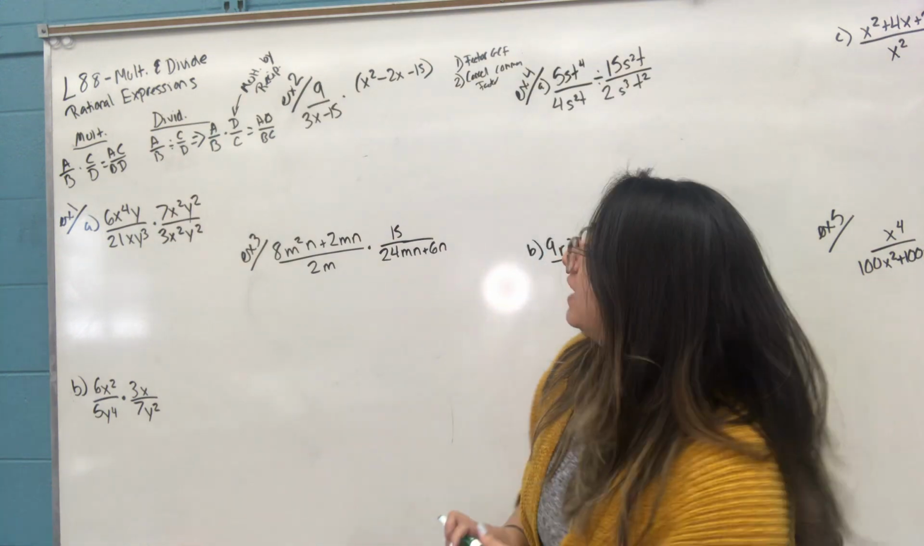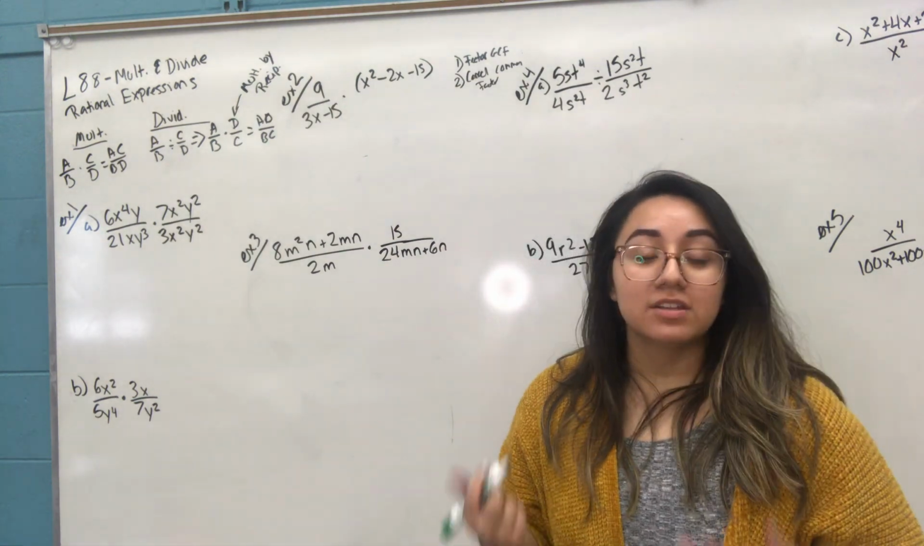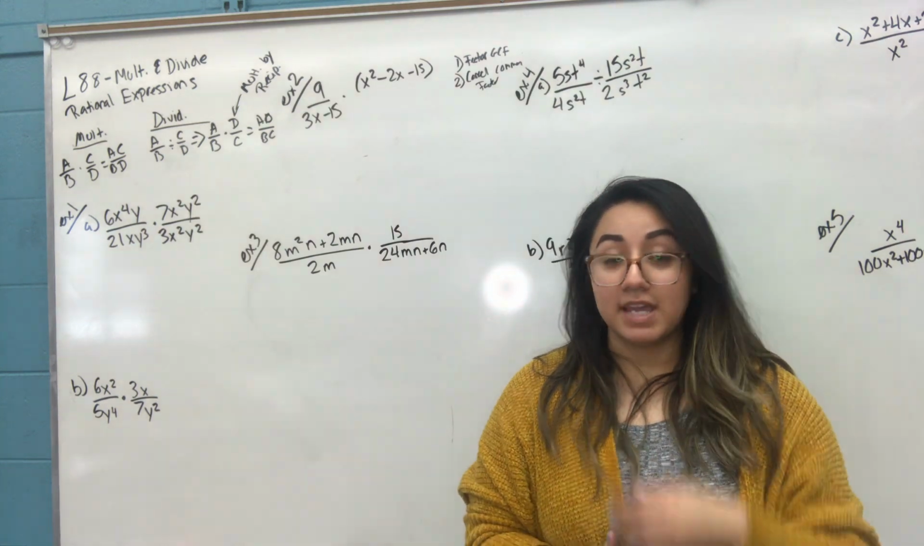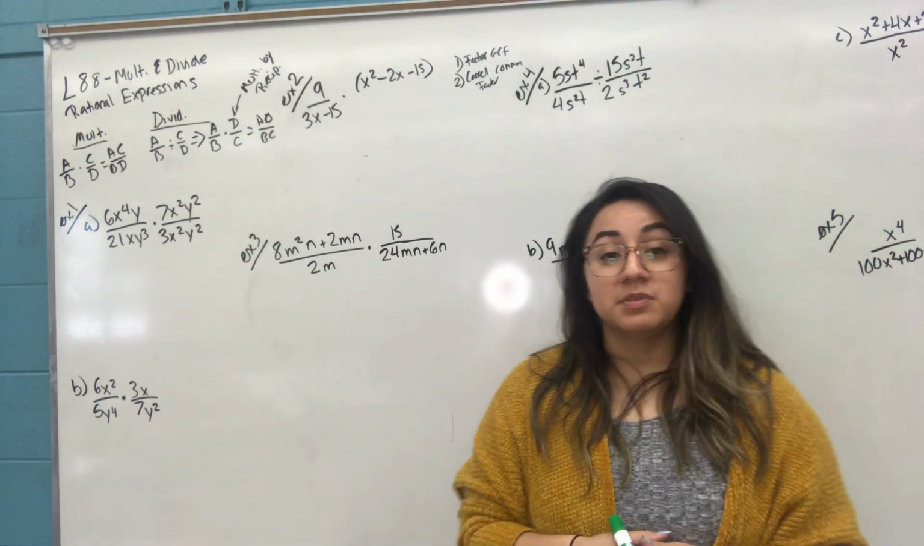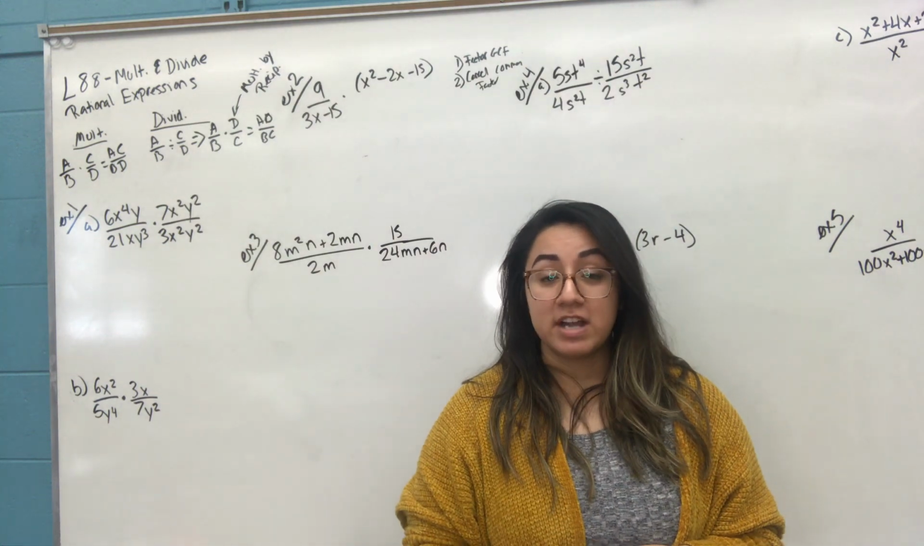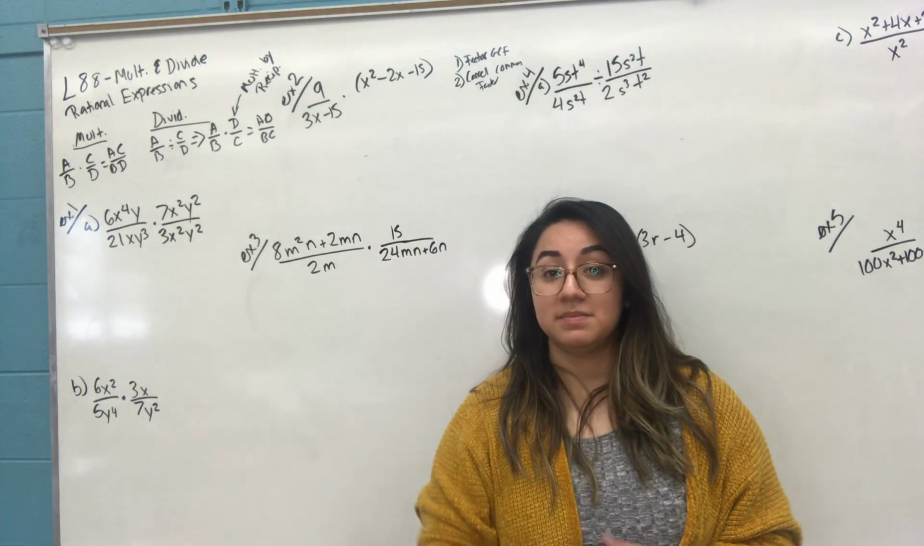We're going to learn about multiplying and dividing rational expressions, meaning they have fractions, but they have the variables with them, and you have to simplify as much as you can. When you're simplifying variables, you have to make sure there's one variable in that fraction. You can't have an x in the numerator and denominator.